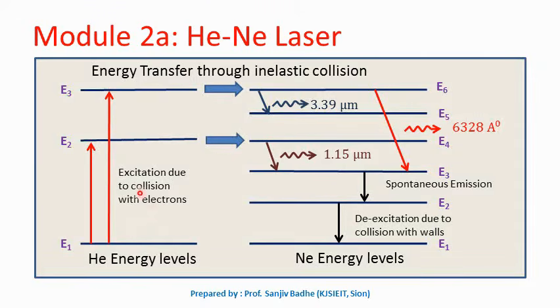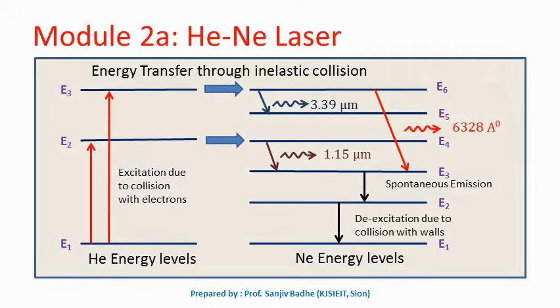So the electrons which are moving through the gas mixture will collide with the helium atoms and will transfer their energy to the helium atoms. As a result of this, helium atoms will go up, some of them will go to E2, some of them will go to E3. The helium atoms going to E2 and E3 will immediately fall down due to spontaneous emission of radiation, but some of them will be able to transfer their energy to neon atoms in the ground state, and as a result of this, neon atoms are excited to E4 and E6.